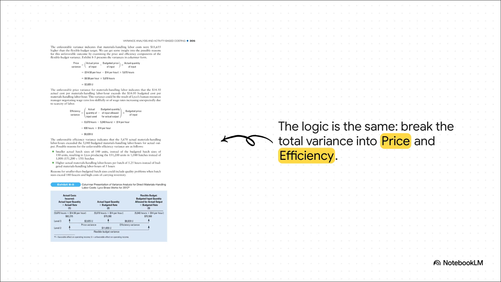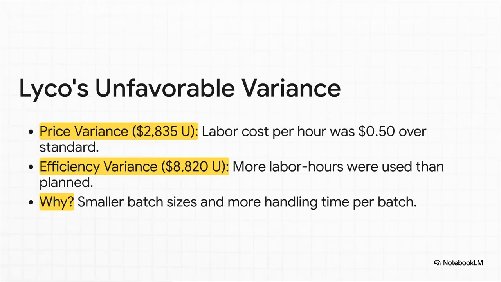Instead of the price of materials, we're using the price per hour of labor. And instead of kilos of materials, we're using the number of labor hours. See? Same framework, new application. So the most important part is connecting these numbers to the actual story.